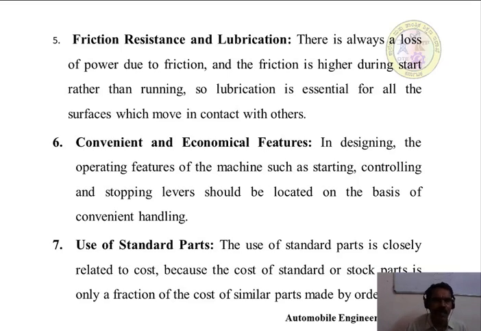This point is applicable, that is convenient and economical features. And use of standard parts. So while designing or constructing any element or any machine, he has to use the standard parts. So the designer should use the standard parts for manufacturing any material, or any machine or machine element.